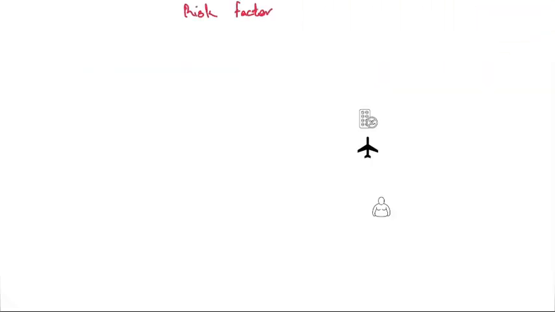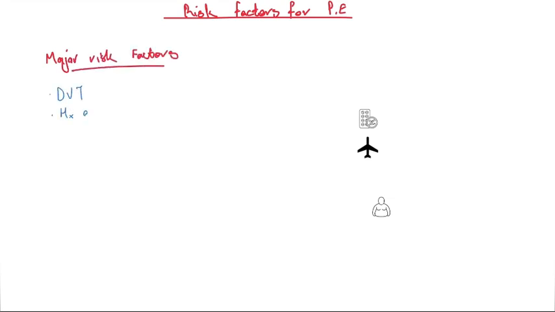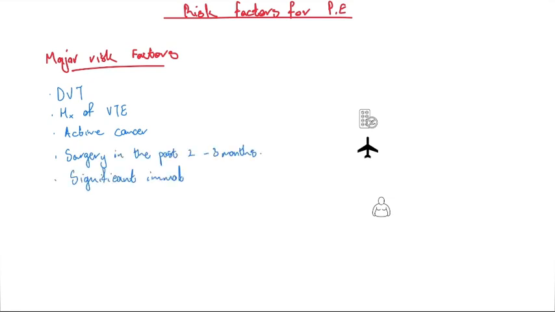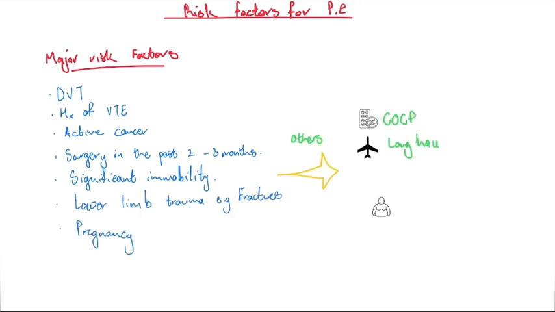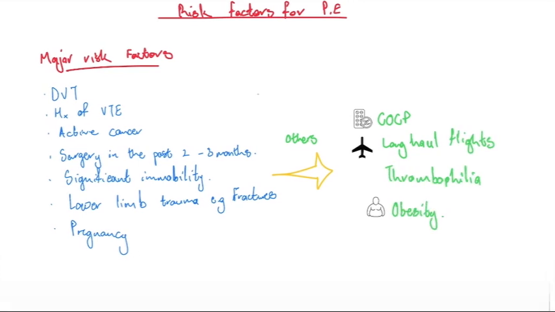Now we are going to look at risk factors for PE. Major risk factors include DVT, VTE history, active cancer, surgery in the past 2 to 3 months, significant immobility such as with wheelchair users, lower limb trauma such as fractures, and pregnancy. Other risk factors include combined oral contraceptive pill, long-haul flights, thrombophilia, and obesity.